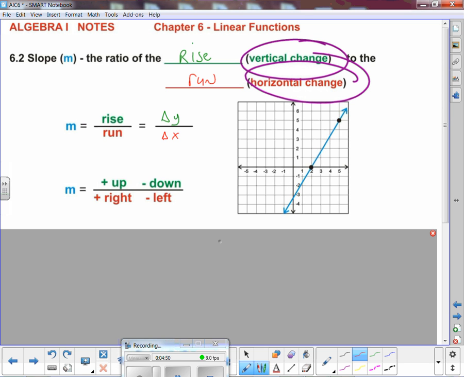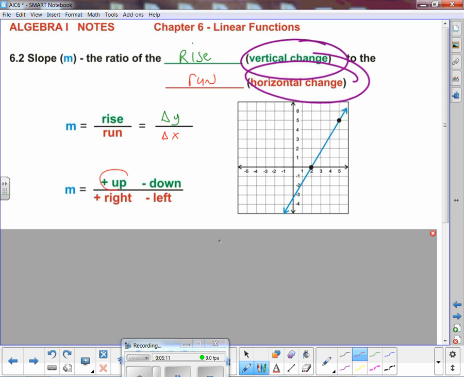So that should make sense, right? Because y is the vertical coordinate, the up and down coordinate, and x is the horizontal coordinate. So rise, change in y, over run, change in x. And when you look at the slope, you're looking at positive.